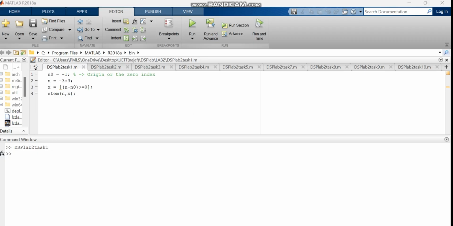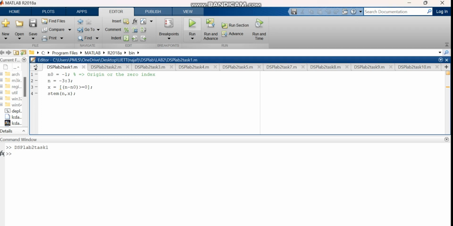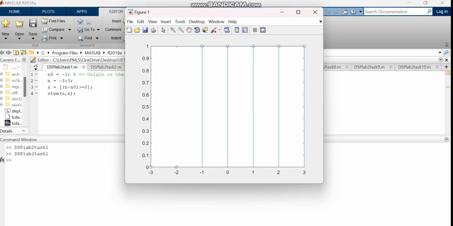In this code, the step signal x is generated based on the index n and a starting point n0, where the step signal is 1 for n greater than or equal to n0, and 0 otherwise. Now if we run this code, we see the respective signal.